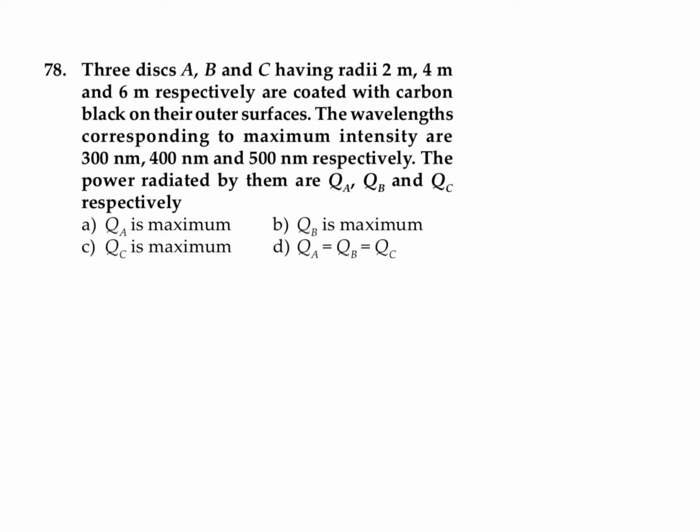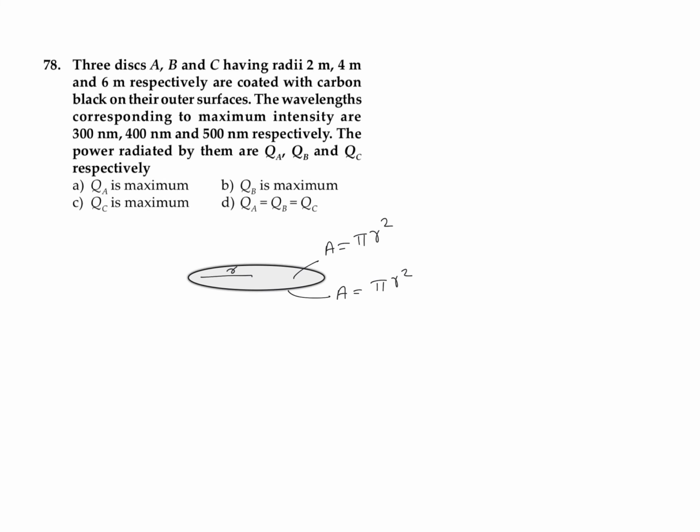So we can just consider a disc shaped object over here. Let's say the area of the disc shaped object is A, and if its radius is r, we can write this area will be equal to pi r square. It has two surfaces, and over here also we can take the area as pi r square. And let's say its temperature is T.